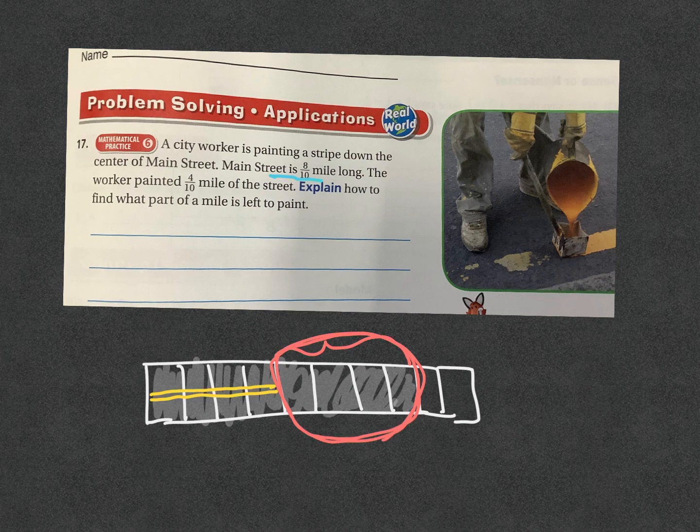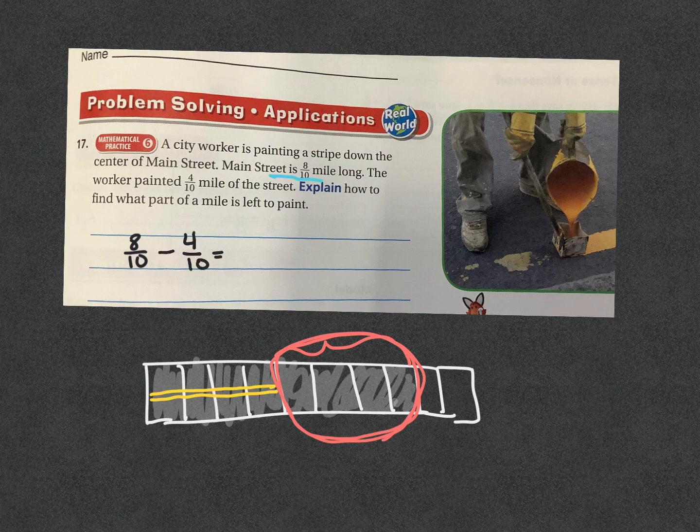So how can I explain what calculation I need to do to find that? I started with 8/10. That's how long the street was. And he already took care of 4 of those tenths. So 4 of the tenths are already done. So I can get rid of them because they're already done. And to get rid of them would be subtract. Take 4 of the tenths out because he's already done them.